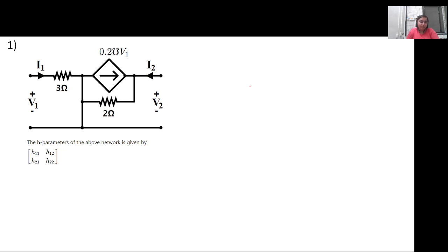So the first problem we have is a network as shown here, where there is a 3 ohm resistance in parallel with a current source, which is a voltage dependent current source. A resistance of 2 ohm is connected, and I2 is the current at port 2, which is the receiving end, and V2 is the voltage there. At the sending end, V1 is the voltage and I1 is the current. We have to calculate all the hybrid parameters. For the hybrid parameters, we have the equations V1 equal to H11 I1 plus H12 V2, and I2 is equal to H21 I1 plus H22 V2.